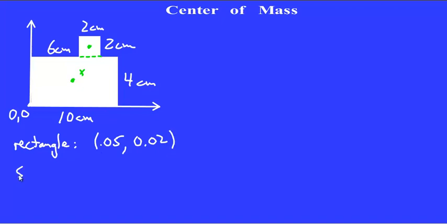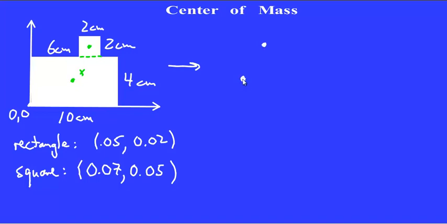And then the square is going to be 0.07, comma, top of the rectangle plus 1, that's 0.05. Those are the coordinates of the centers of masses of the two individual shapes. So we've now changed that problem to one that looks like this.